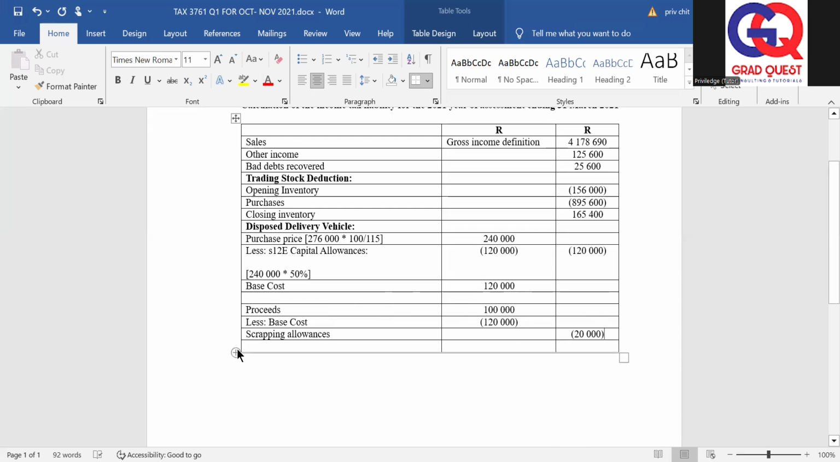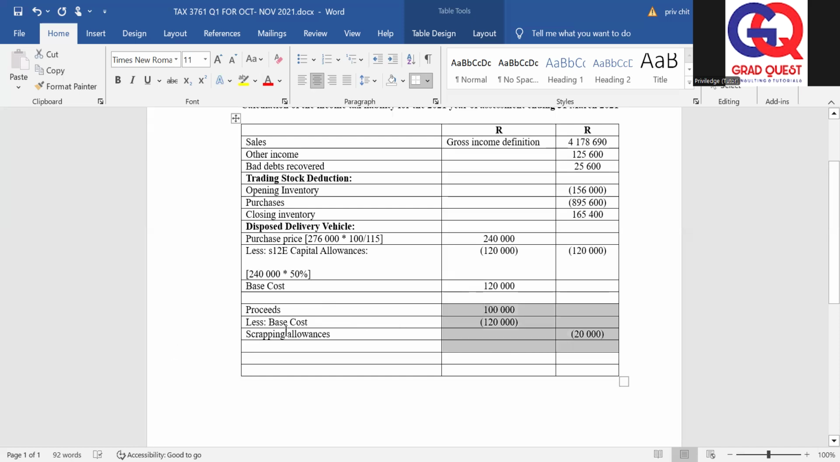Now, my question would be, however, suppose the base cost was lesser than the proceeds, let's assume for some reason. This is just for illustration purposes, but remember our answer in this case is supposed to look exactly the way I just did it here. For capital gains purposes, it's supposed to be like this. So I'll just change colors here. Suppose this was 160,000. If it was like this, instead of us having scrapping allowances, we were going to have recoupment.